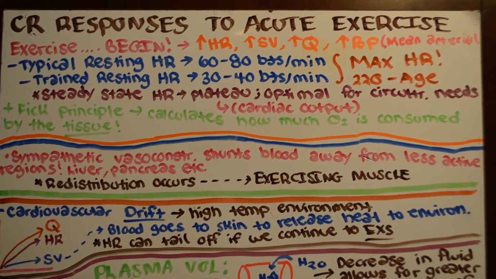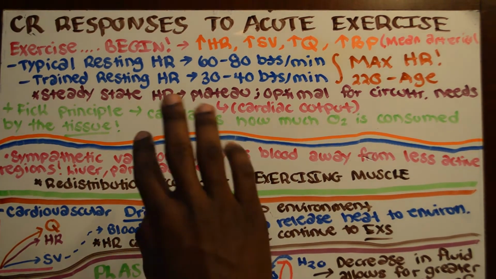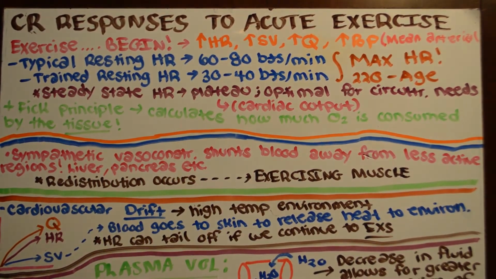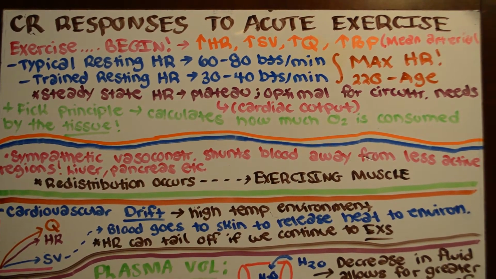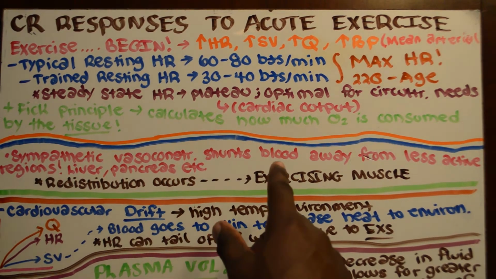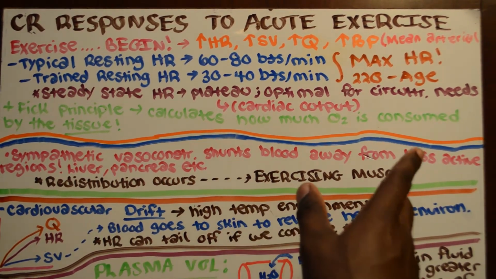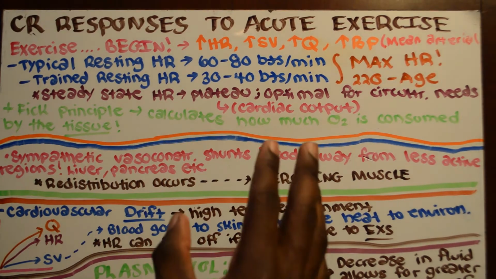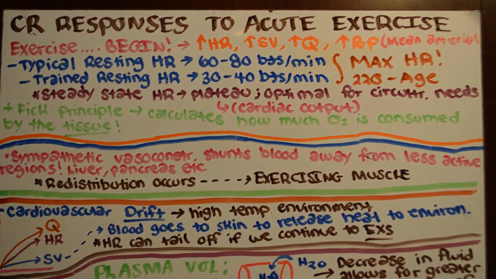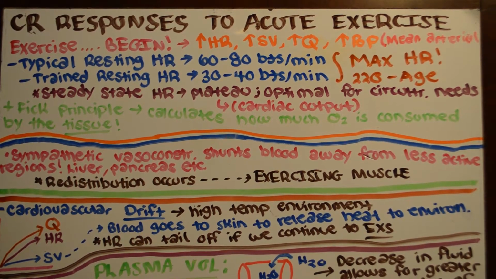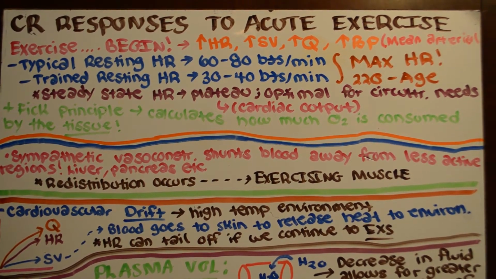Oh, and this occurs for optimal circulatory needs. This is AKA cardiac output. Your cardiac output needs to adapt to the exercise intensity that you're having. One thing that describes this is the Fick principle, which calculates how much O2 is consumed by the exercising tissues. And this is not an equation that you'll need to memorize. This is just something that's used to calculate how much oxygen your specific tissues need in order to function effectively throughout the course of the exercise.